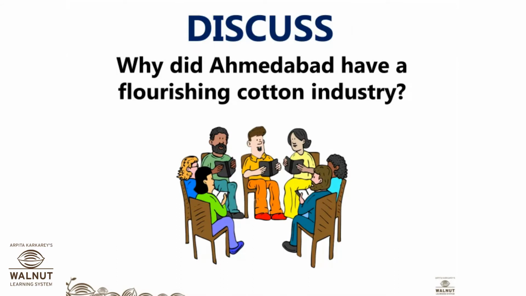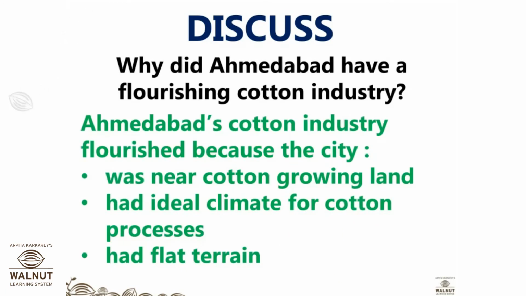Why did Ahmedabad have a flourishing cotton industry? Ahmedabad's cotton industry flourished because the city was near cotton growing land. So the first point was that this city had a lot of farms in the nearby areas, where cotton was the major crop because of the climatic conditions that you all told me just now: frost-free days, hot and humid climate. All this was available in that city, and it also had a flat terrain.